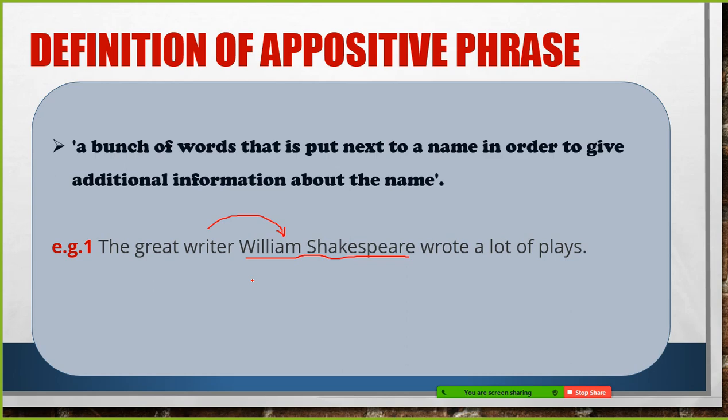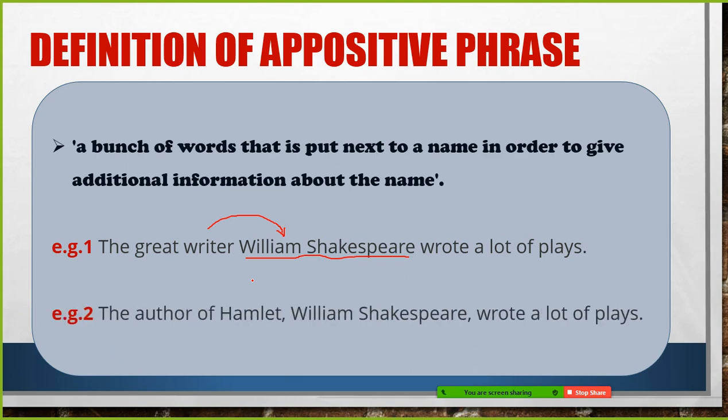But can I change this phrase, or add to this sentence a non-essential part, and I mean to surround it with two commas? If I said, "The author of Hamlet, William Shakespeare, wrote a lot of plays," now I have turned William Shakespeare into non-essential. That's why I put it between two commas.